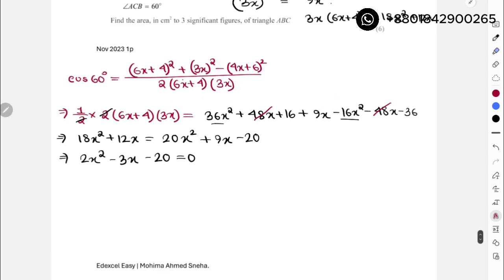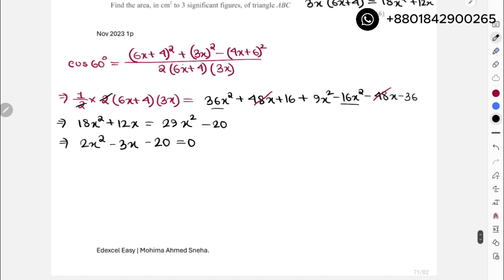Sorry, there's actually a mistake. This 9x was actually 9x square, right? So in that reference, I'm supposed to get 36 plus 9 minus 16. And over here, I'm going to get 29 and minus 20 only, right? Yeah, everything else is cancelled out. And from there, 29 minus 18 is going to be 11x square minus 12x minus 20 equals 0.